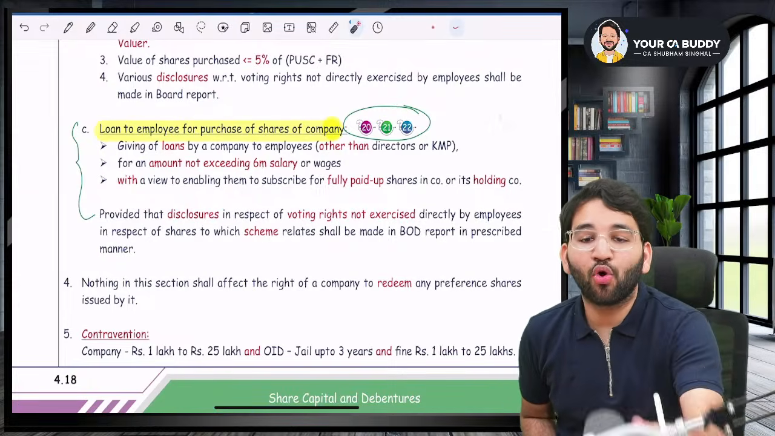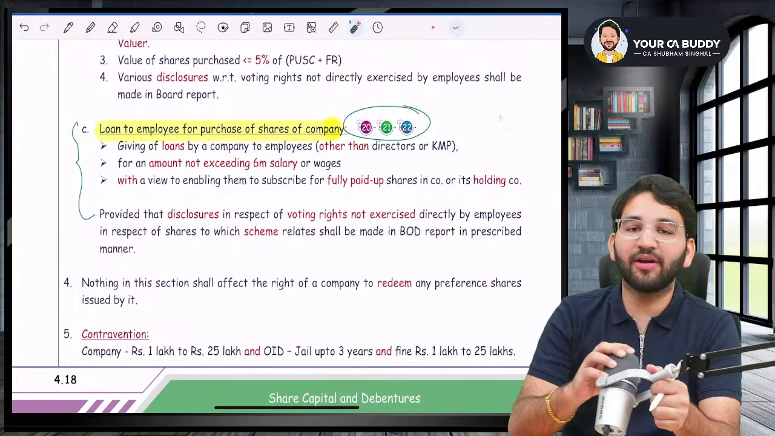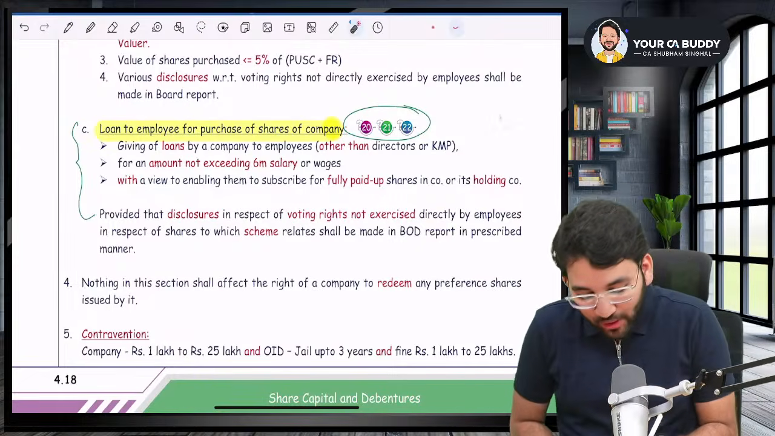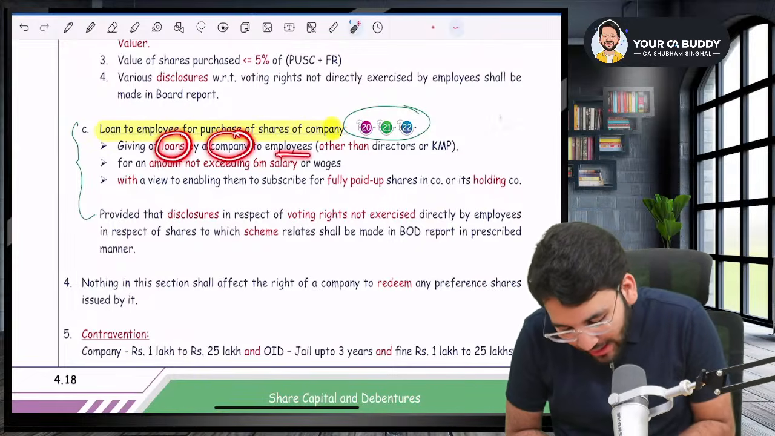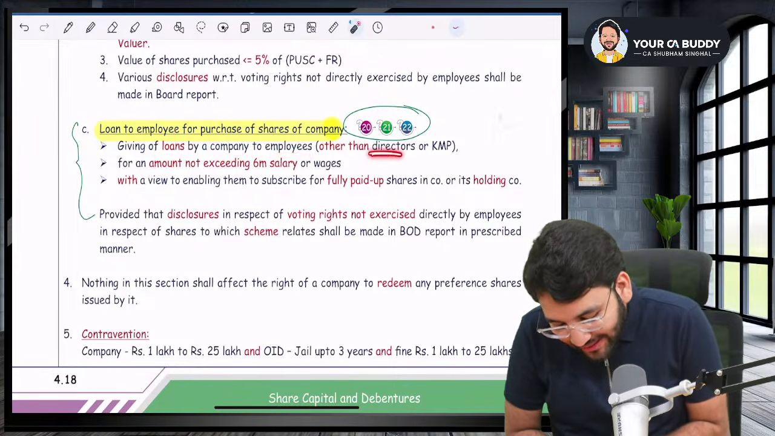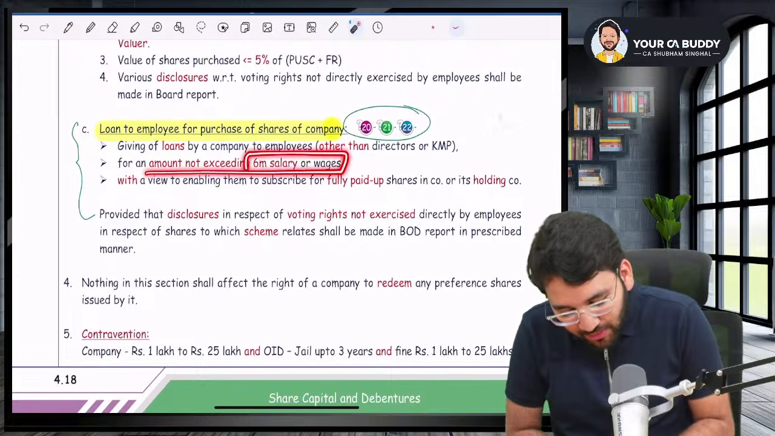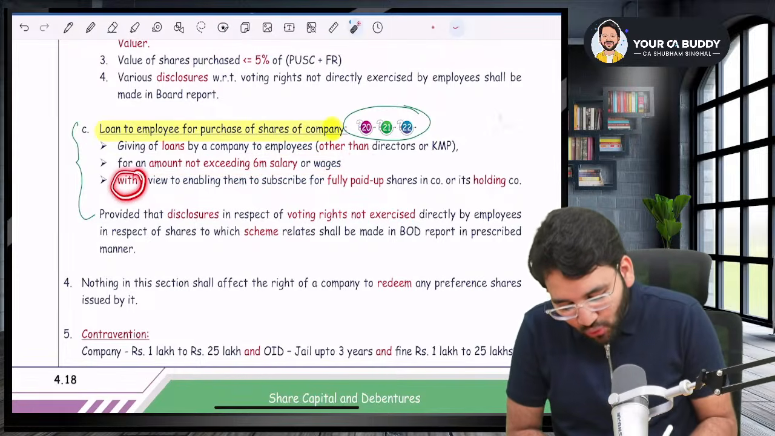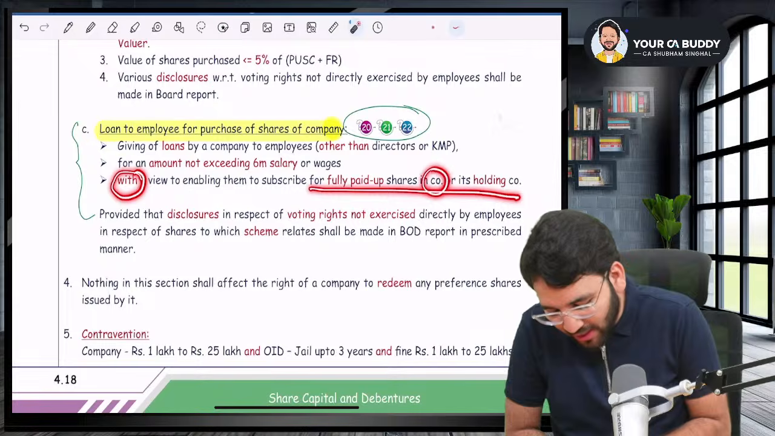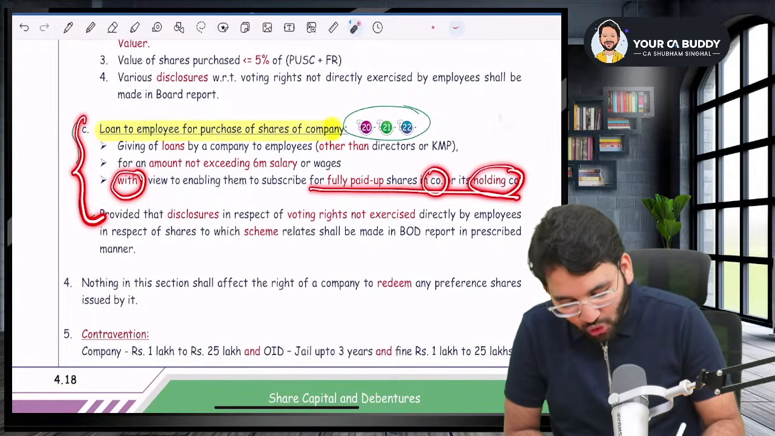If the loan is given by a company to its employees, other than directors or key managerial persons, for an amount not exceeding 6 months of salary or wages, with a view to enable them to purchase the fully paid up shares of the company or the holding company, it is all right.